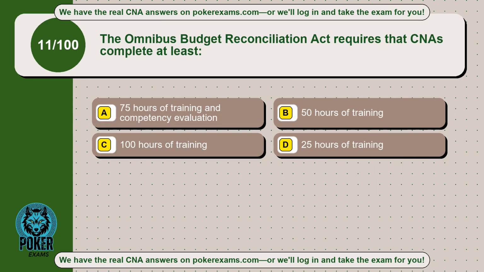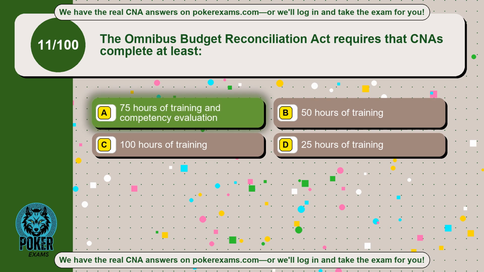Question 11. The Omnibus Budget Reconciliation Act requires that CNAs complete at least: Option A, 75 hours of training and competency evaluation. Option B, 50 hours of training. Option C, 100 hours of training. Option D, 25 hours of training.